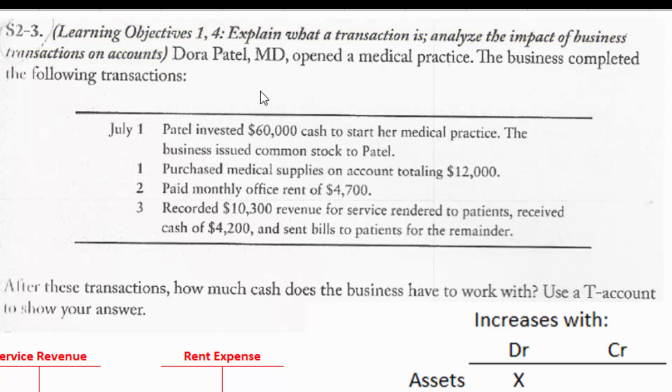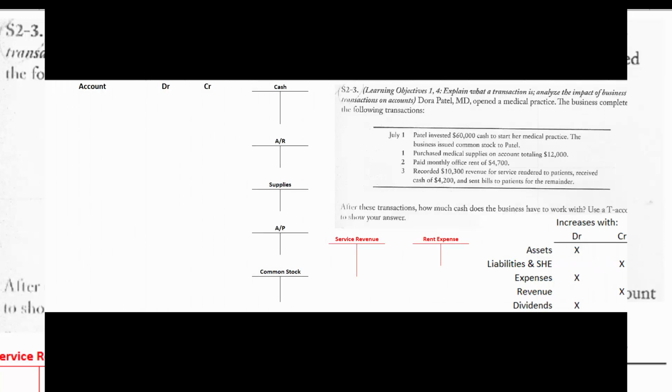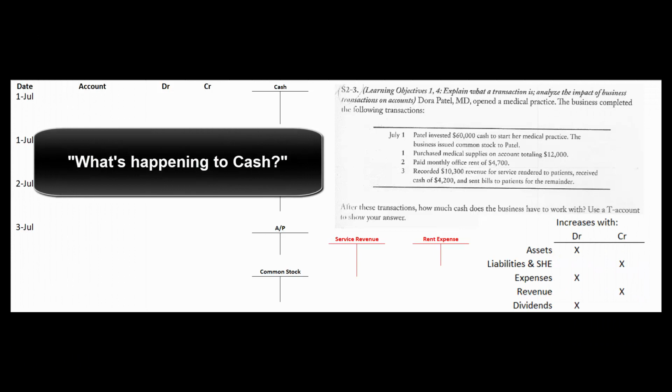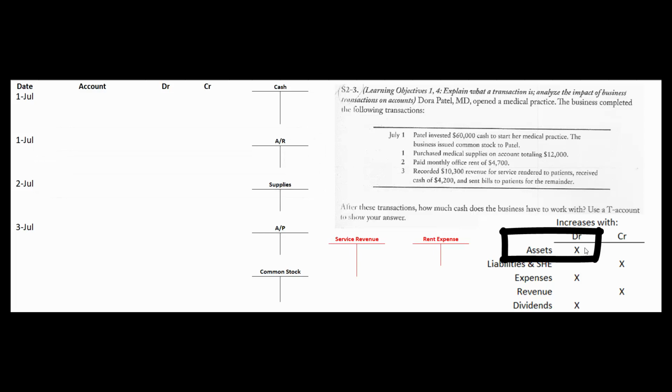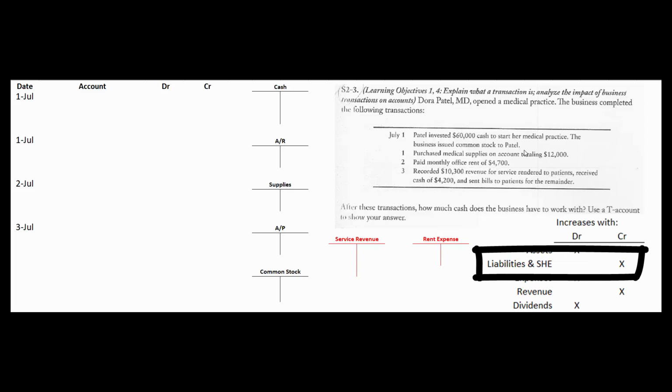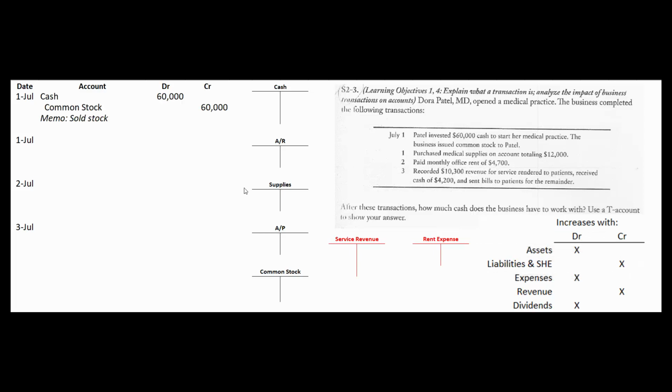So this woman opens up a medical practice and she does the following transactions. First, she invests $60,000 cash to start a medical practice by issuing common stock to herself. When we're learning about journal entries, a great place to start is often to ask ourselves what's happening to cash. In this case, cash from the business's point of view is going up. Cash is an asset, assets increase with debits. The owner is investing $60,000 into the business, so her equity is going up. Equity accounts increase with credits. So we debit cash for $60,000 and credit common stock for $60,000.